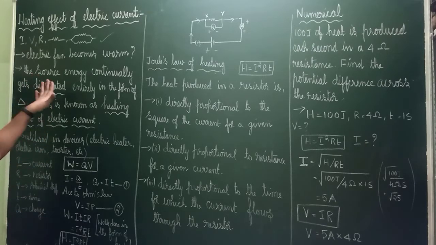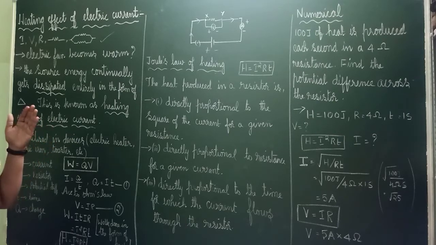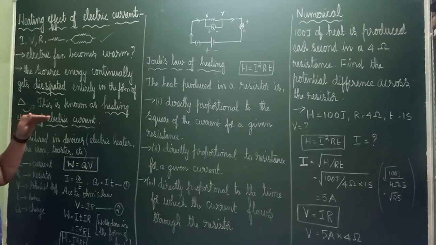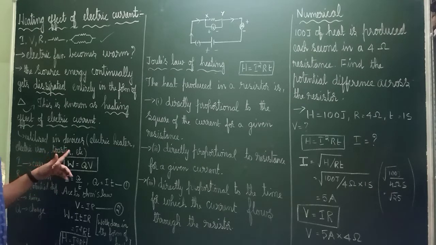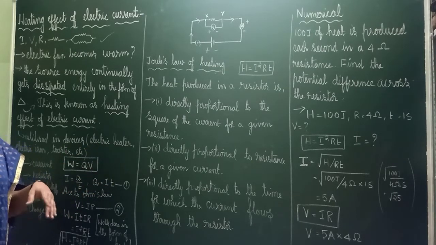See, when you are using a source, a battery or a cell, we will be using it for our electrical gadget. But some amount of heat will be dissipated. So the dissipated energy is in the form of heat. This is known as the heating effect of electric current. It is utilized in some devices. We'll see the usages, that means advantages and as well disadvantages, of this heating effect.